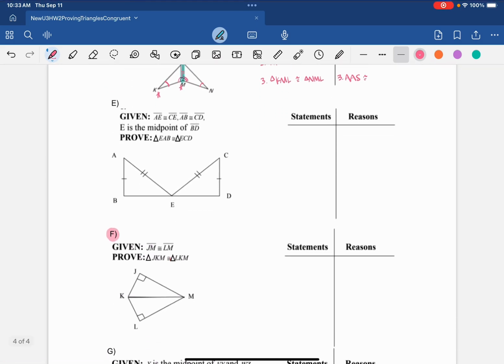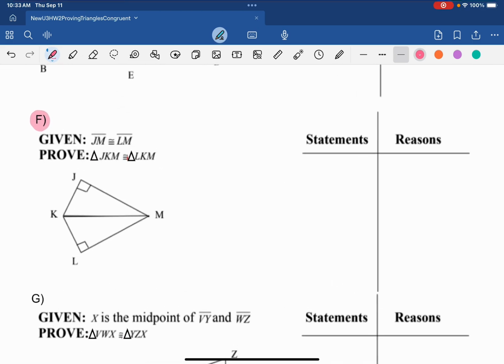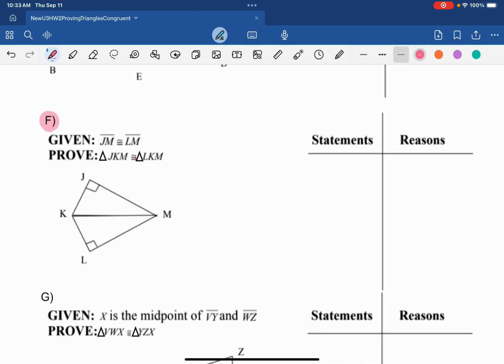Let's do a couple more. Let's look down here at F. Notice that we have some right angles, so we're going to have to try and decide how we want to use our right angles. So in my given, I have that JM is congruent to LM. And I have some right angles. So angle J and angle L are right angles. We could also consider that part of our given, so I'm just going to leave that as number 1 also.